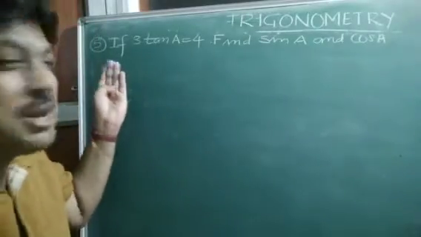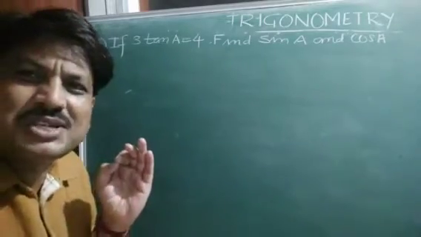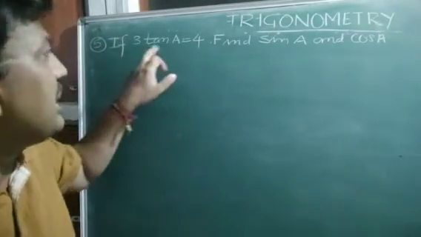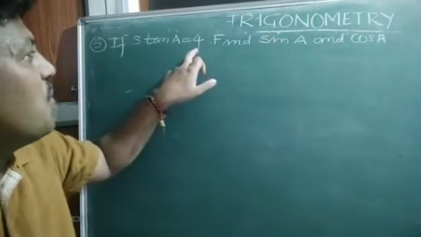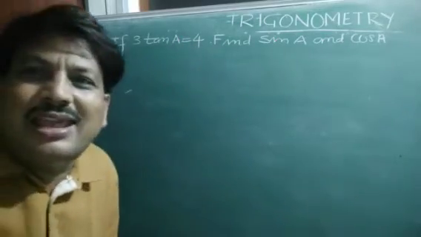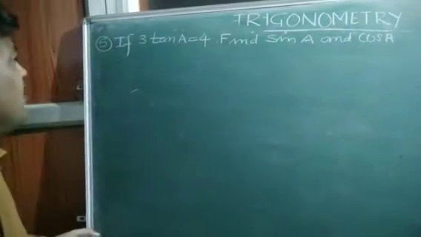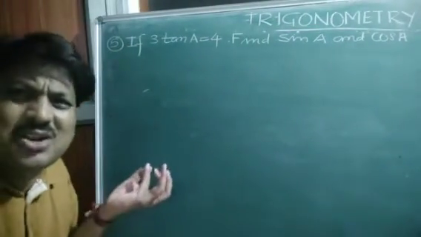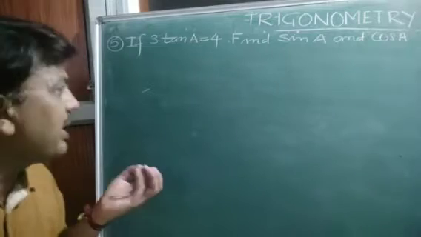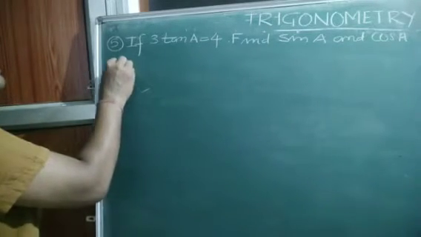See, children, question number 5. What does this question say? If 3 tan A is equal to 4, find sin A and cos A. It's very simple, children. It may be asked in 2 marks or 1 mark, not a 4 marks question, children. Okay. So what is given?